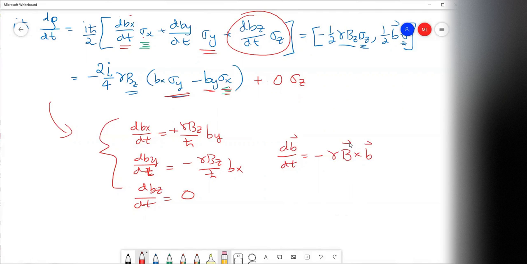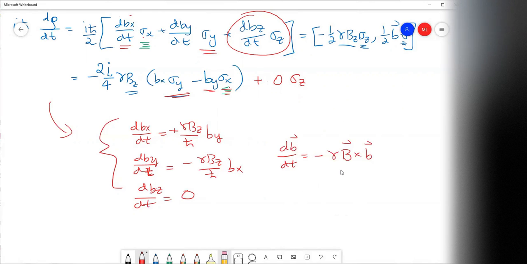If b is pointing along the z-axis, then the z component, of course, if you cross anything in the same direction, that's 0, so that gives you this equation. And for the x and y components, the cross product gives you the right flip between x and y.